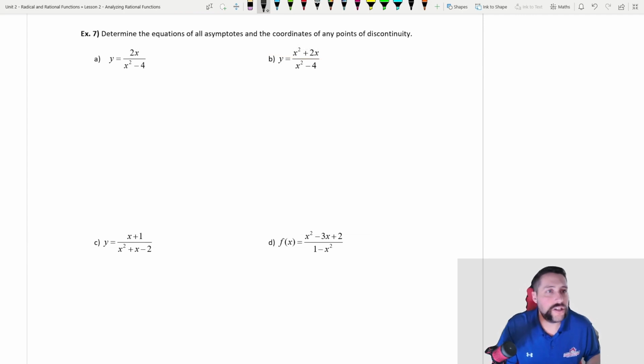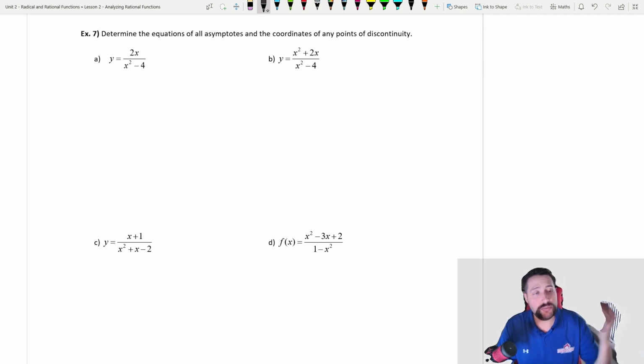Determine the equations of all the asymptotes and the coordinates of any points of discontinuity. So let's go ahead and try this out. 7a. y equals 2x divided by x squared minus 4. How I teach is I actually do the horizontal asymptotes first. They are the easiest ones. No factoring required. You just look at the degree in the numerator and denominator.